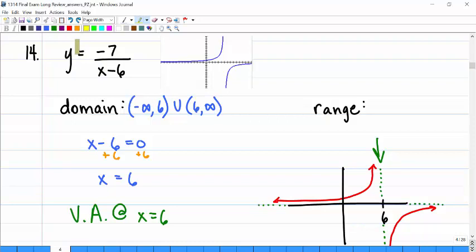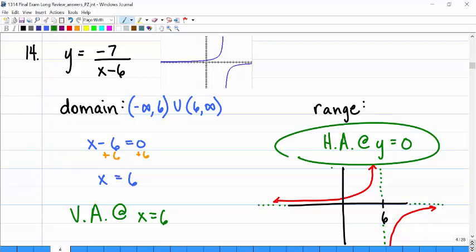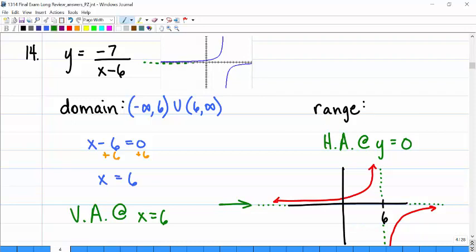Because I know about rational functions, I know that the degree of the numerator is less than the degree of the denominator in this one. So I know that I have a horizontal asymptote at y equals 0. Again, the degree of the numerator is 0. The degree of the denominator is 1. The degree of the numerator is smaller than the degree of the denominator, so I know I have a horizontal asymptote at y equals 0. And you can see that I sketched that here on my graph. On the graph on the calculator, it's right here.